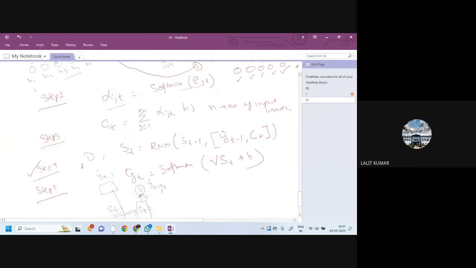If you remember these 5 steps, then your attention mechanism is over here. The question will come again. They cannot ask in the calculation because calculations are heavy, so they can ask a question regarding the concept only.